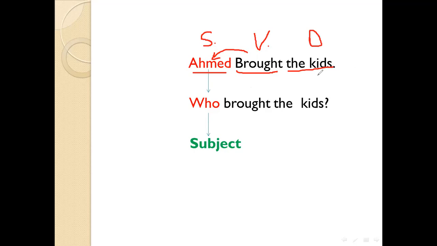Okay, if I want to remove Ahmed here, he's the subject, and I want to put who or whom, what should I put? Who. Why? Because it stands for the subject. So it's going to be: who brought the kids? I'm asking here about the person who did the action, which will be what? Ahmed. Who brought the kids? You will say Ahmed. Ahmed brought the kids. So who always stands as a subject and always comes before the verb. Understood, my girls? Any questions until now? No.